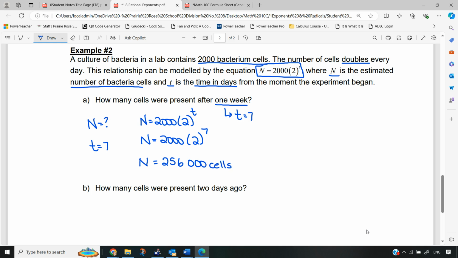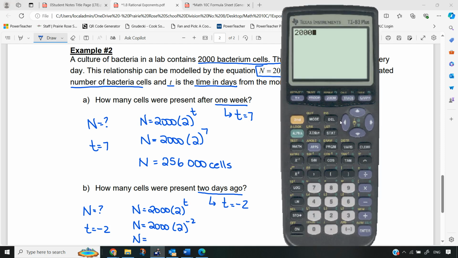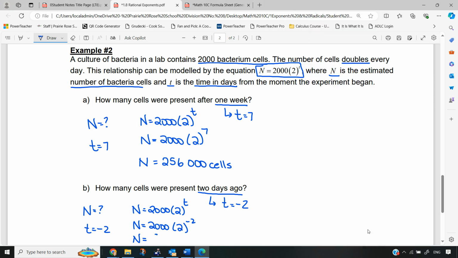For part B, we're asked how many cells were present 2 days ago. Now, if we're talking about the past, remember that that means we have a negative exponent. So t is negative 2. So n is a question mark, and t is negative 2. Writing our formula again, we have 2,000 times 2 to the t. Subbing in, we have 2,000 times 2 to the exponent negative 2. Once again, we can check this with our calculator. And that gives us 500 cells.